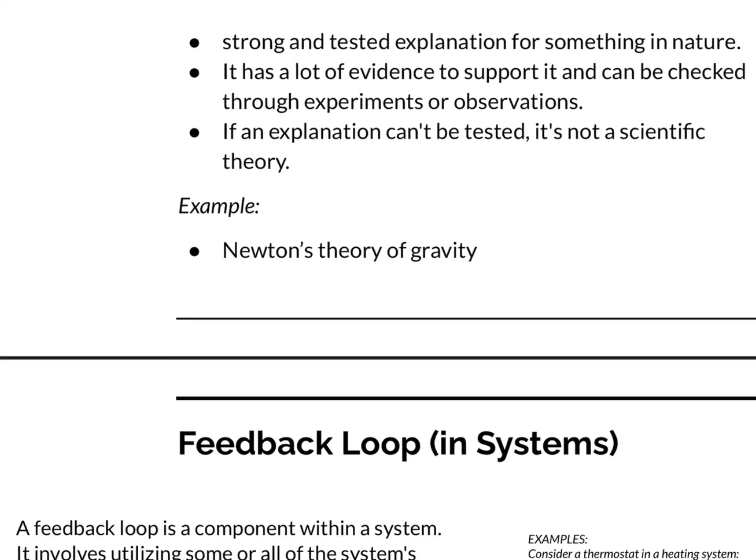What is a scientific theory? It's a strong and tested explanation for something in nature. It has a lot of evidence to support it and can be checked through experiments or observations. If an explanation cannot be tested, it's not a scientific theory. For example, Newton's theory of gravity.